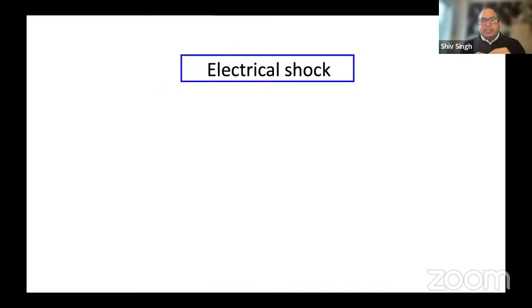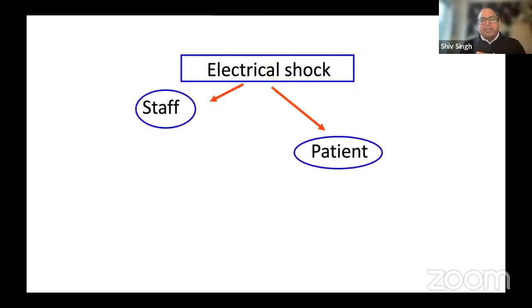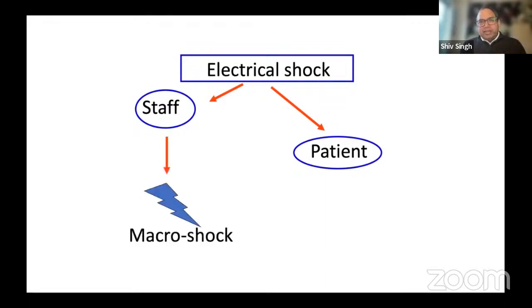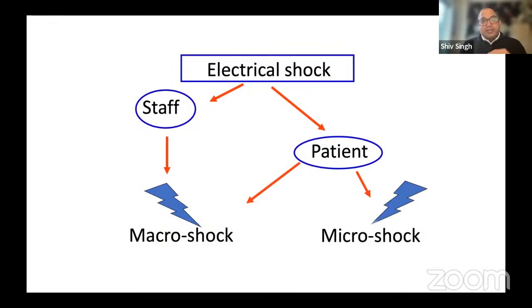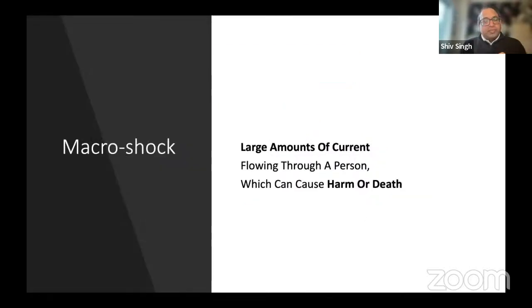And we talk about electrical shock. It's not just the patient, but also staff who can get electrical shock. You touch equipment and you suddenly feel a funny sensation going through you. You know that that's actually just a current flowing from the body of the equipment to you. So what we will get is a macro shock, but patients can not only get macro shock, they can also get micro shock. So we will actually then talk about what is a macro shock and what's a micro shock.